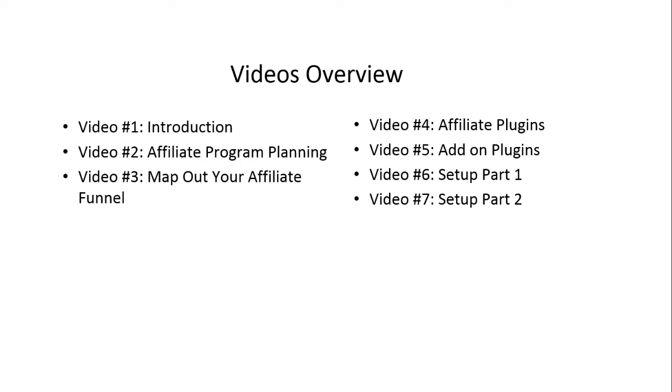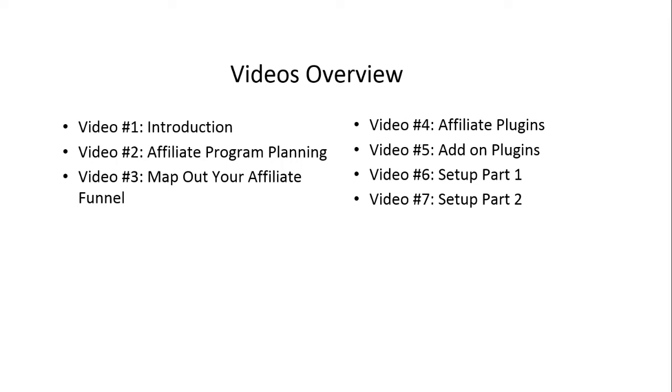Video number 1 is the introduction. We'll talk about what you need before you get started, and you'll be given a quick overview of everything as a whole so you know exactly what to expect. Video number 2 will talk about the planning process of planning how and what you want to see in your affiliate program. And then, of course, in video number 3, we are going to take that brainstorm planning and map it out so that you can clearly see the structure, step 1, step 2, and so forth.